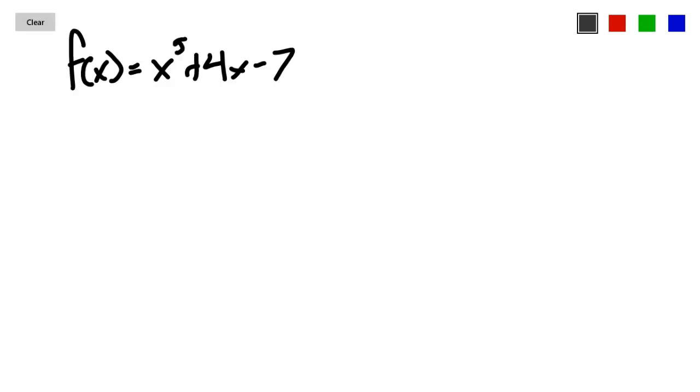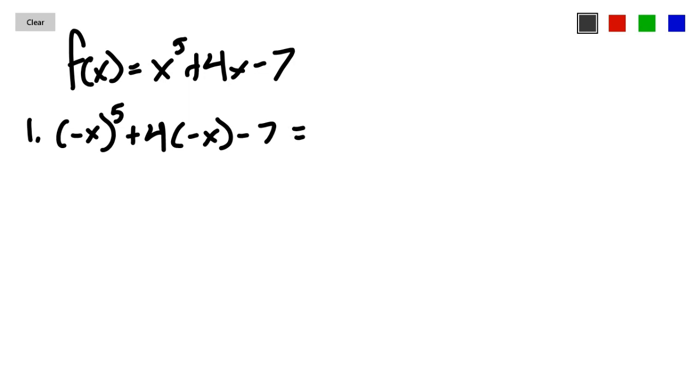Let's say that I had f of x is equal to x to the fifth plus 4x minus 7. First of all, I want to test whether or not this function is even. To do that, all I have to do is plug in negative x for x and see if I get the same result. So I'm going to do negative x to the fifth plus 4 times negative x minus 7. What's this going to give me? Well, negative x to the fifth is negative x to the fifth, because if you raise a negative number to an odd power, you'll get a negative in return. And then plus 4 times minus x gives me minus 4x, minus 7.